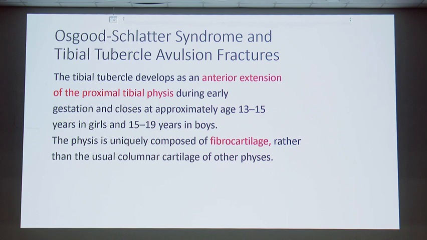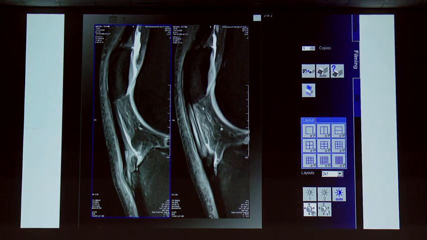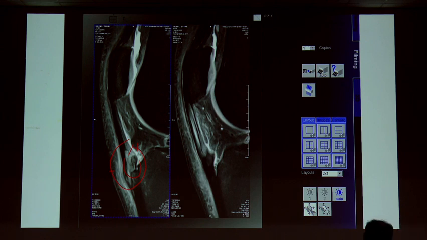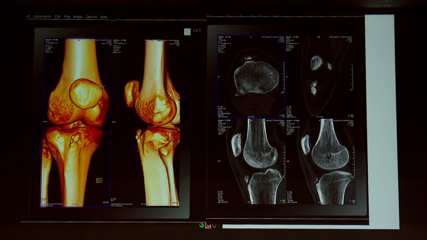And one unique nature of this cartilage is it is composed of fibrocartilage. The rest of the cartilages are columnar cartilages. This is a sagittal PDFS beautifully demonstrating the traction apophysitis, and you can see the partial strain, fragmentation, marrow edema, prepatellar and retropatellar soft tissue changes. These are all very classical features of Osgood-Schlatter disease or traction apophysitis.